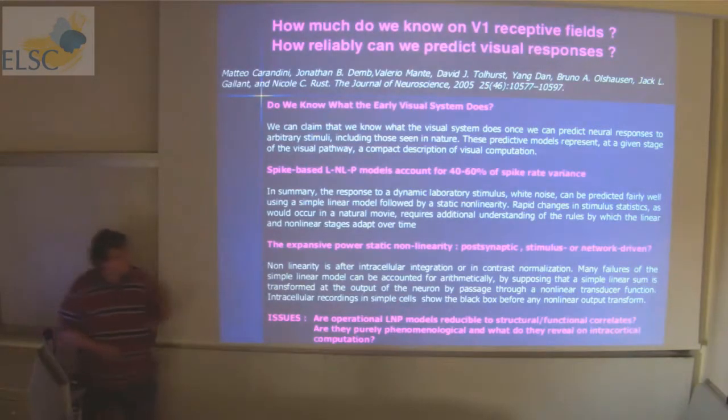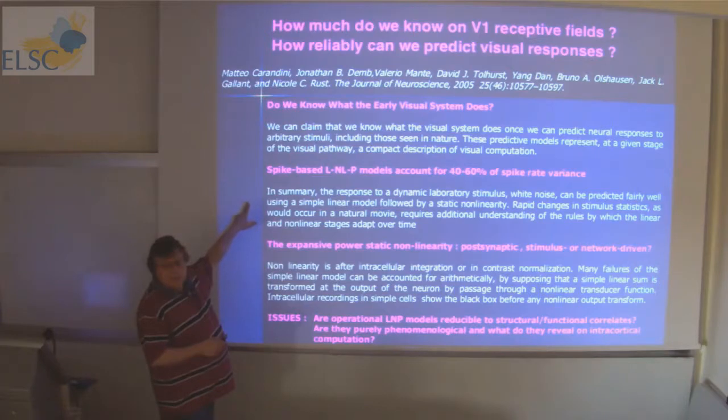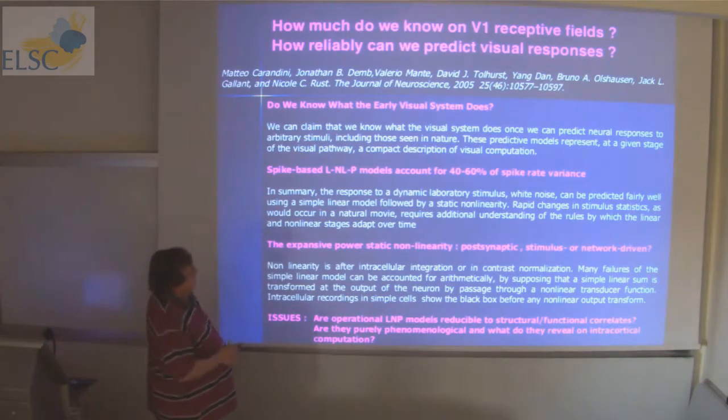So here, if I summarize what I just said, well, I can quote Matteo Carandini and many others in a beautiful review paper which was published in 2005 in the Journal of Neuroscience. Now, these are their answers, okay? And then you will see within my talk how far we are from it, or is it confirmed. Do we know what the visual system does? We can claim, says Matteo, that we know what the visual system does once we can predict neural responses to arbitrary stimuli, including those seen in nature.